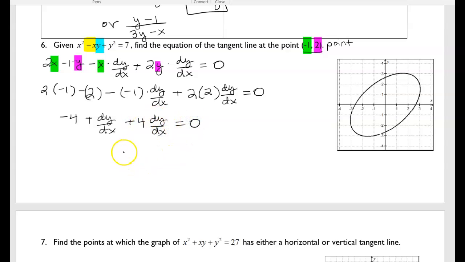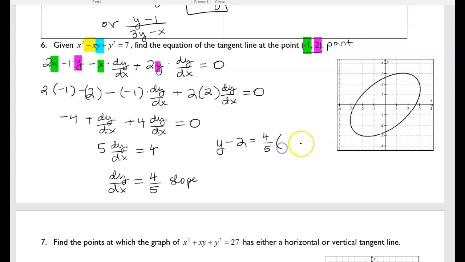equals 0. So kind of like before, we can move everything with a dy dx on the left side, which it is, everything else to the right side. So this would be 5 dy dx is 1 dy dx plus 4 more equals positive 4. So dy dx equals 4/5. That is my slope. But it asked me for the tangent line, and so I need to make sure I write out my tangent line. So I'm going to use that point and my slope. Y minus 2 equals 4/5 times x plus 1.